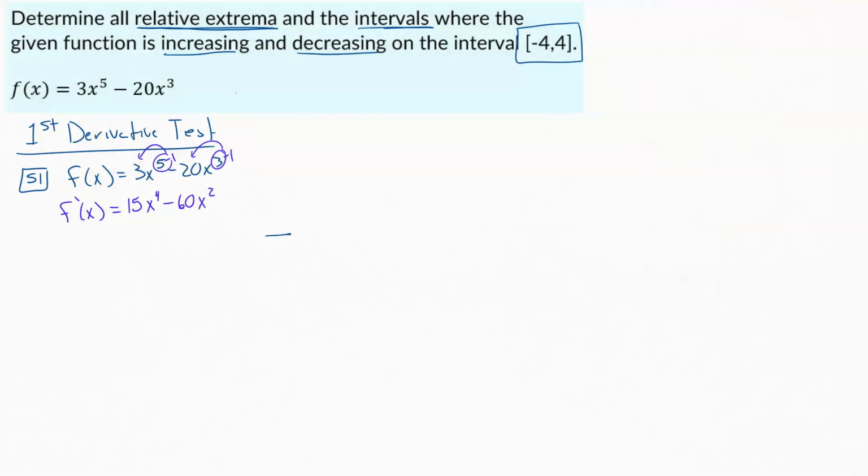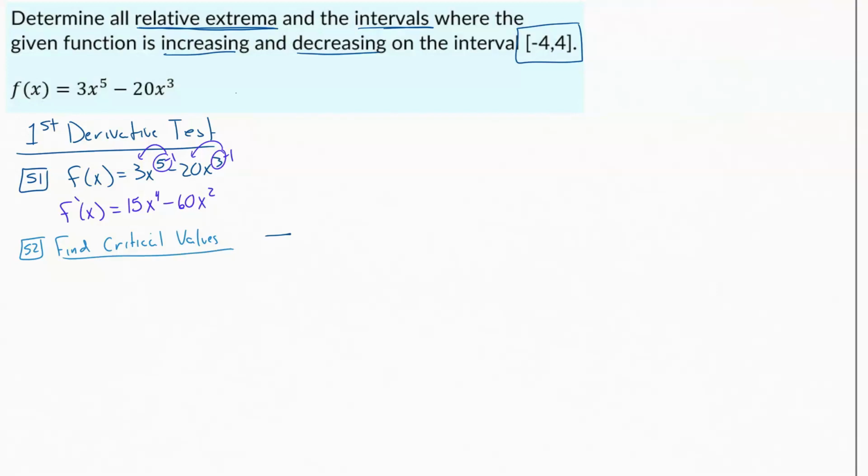Step two of the process is now we need to find critical values. So critical values occur in two different situations. They occur when your derivative equals 0. That's the one that almost everybody picks up on. The other place, though, that they can happen is when our derivative is undefined. And so we always have to be careful for that. And so things can be undefined.